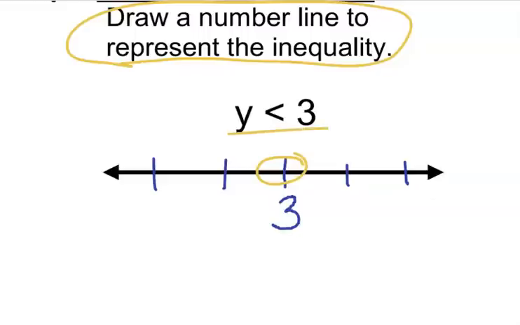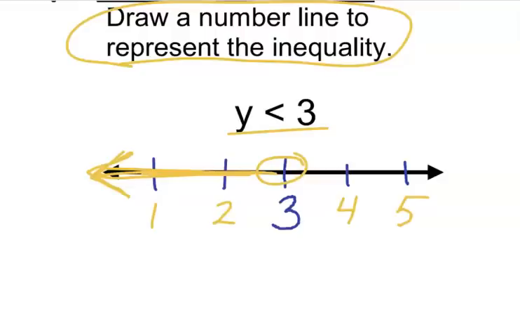Y is less than 3. So what numbers are less than 3? The ones to the right, is 4 and 5 less than 3, or is 1 and 2 less than 3? Well, obviously, it's going to be any number that is to the left, right? Because in the number line, any number left of the number is less than. Any number to the right is more than.